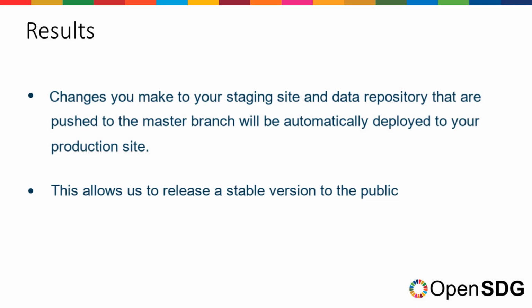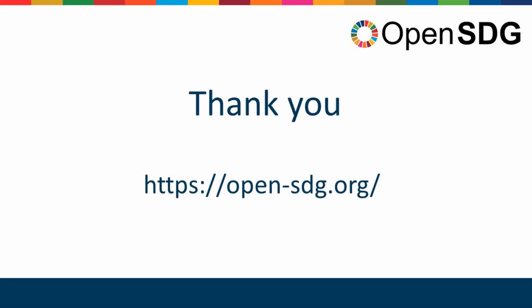Today, you have seen how we create a production environment by developing repositories for data and site on GitHub. By creating pull requests between your develop and master branches, you can now push functionality and data to your production site. This stable version of the site can be shared and used publicly. This is the end of the tutorial. You should now be able to create your own production site for your Open SDG platform.